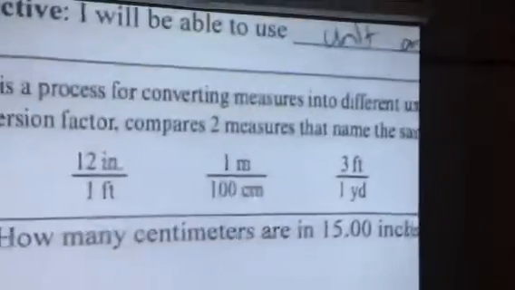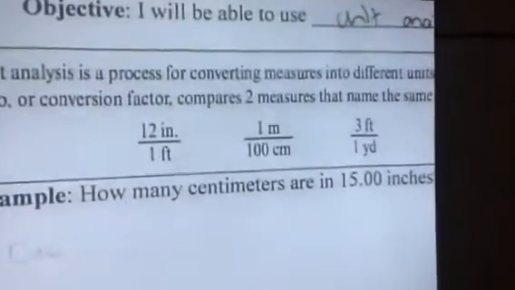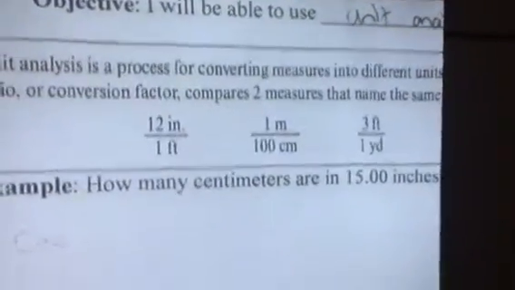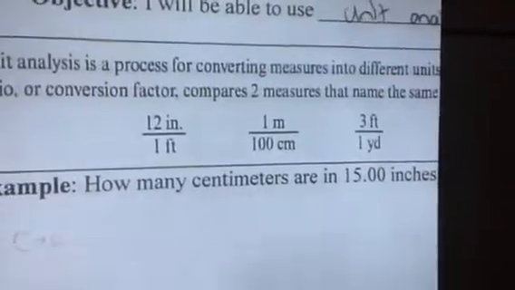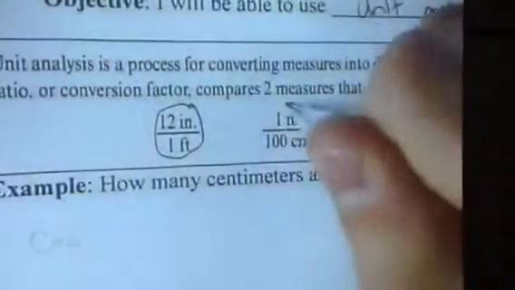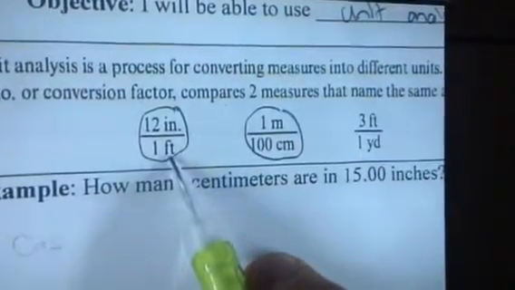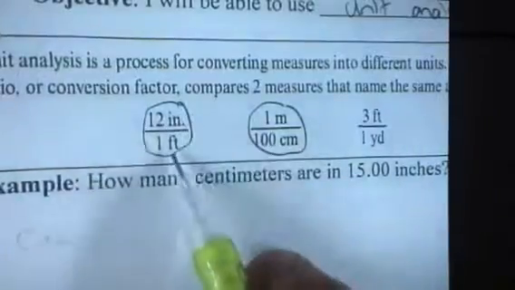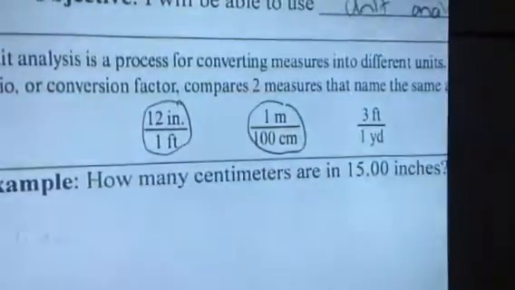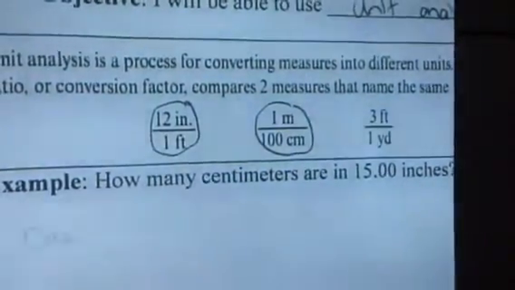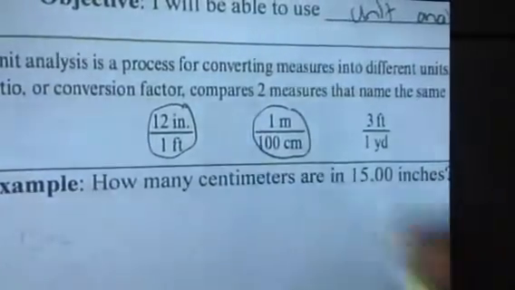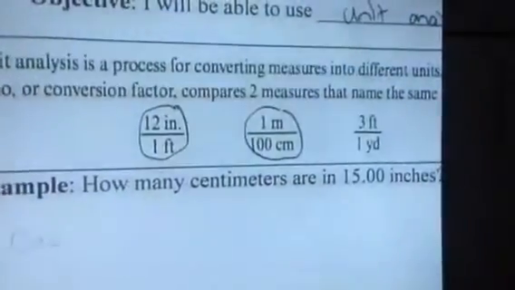First off, here we go. Unit analysis is a process for converting measures into different units. A unit ratio or a conversion factor. These are conversion factors. Okay? A conversion factor is something like this: 12 inches is 1 foot. It's a way to convert from one measure to another. 12 inches and 1 foot are basically the same thing. It's just two different ways of writing a unit. 3 feet and 1 yard, two different ways of writing a unit.